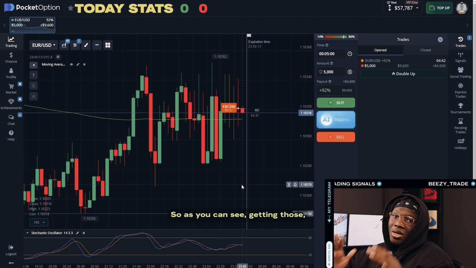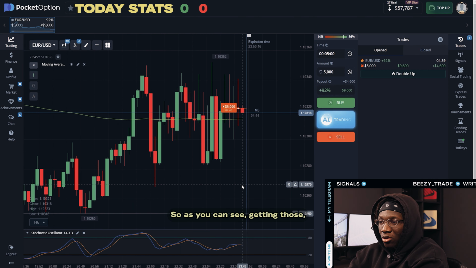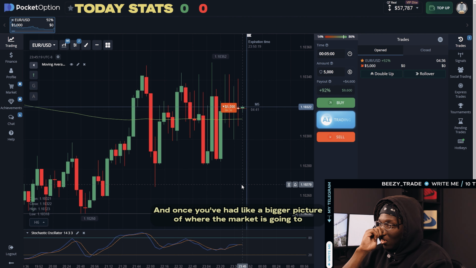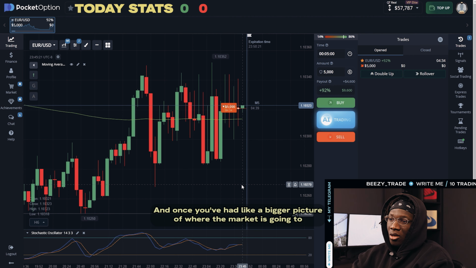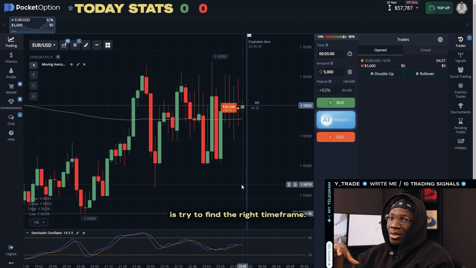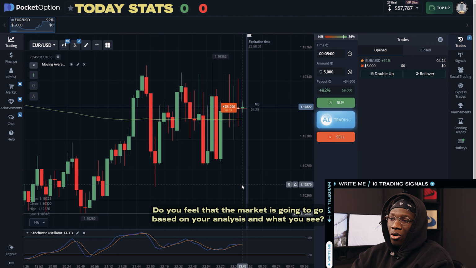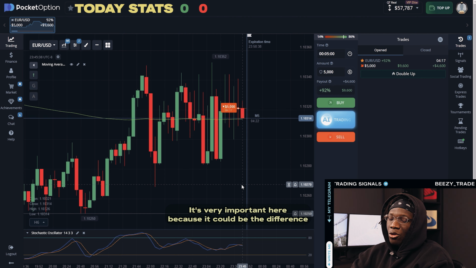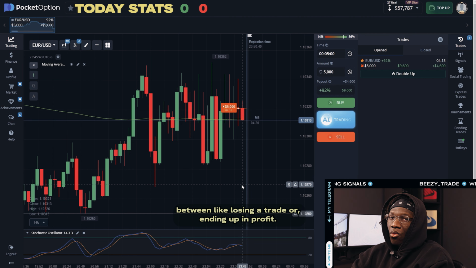So as you can see, looking at multiple time frames is very important. Once you have a bigger picture of where the market is going, the first thing on your mind is to find the right time frame that you feel the market is going to move on, based on your analysis and what you see. It's very important because it could be the difference between losing a trade and ending up in profit.